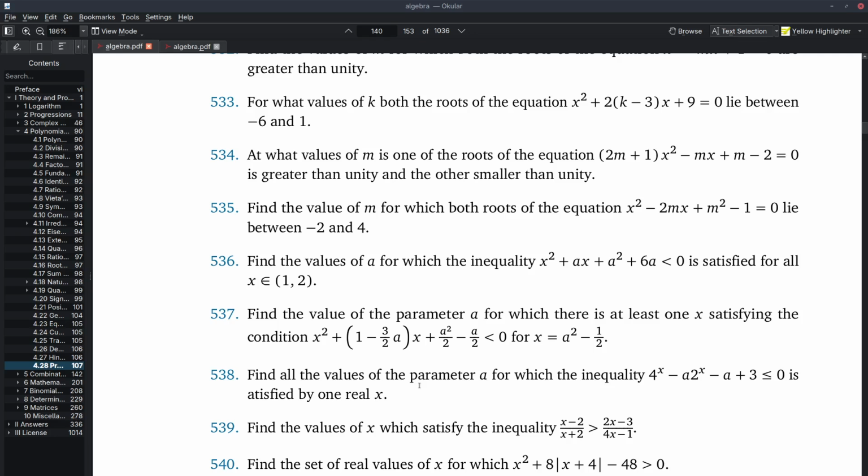Hello, get ready with pen and paper as we solve the questions number 533 to 543. And in the next video, we will learn polynomials and theory of equations.